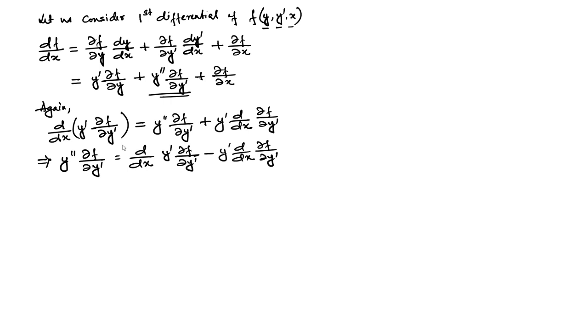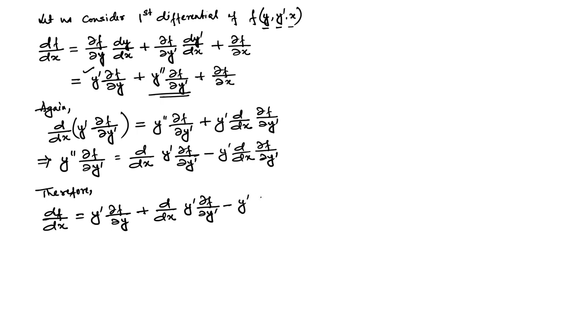Now, if we use this expression, then therefore df/dx will be equal to, the first term will remain as is. So, the first term we have y prime ∂f/∂y. In place of this second term, we can now modify that. So, we have d/dx of y prime ∂f/∂y prime minus y prime and then d/dx of ∂f/∂y prime, and then the last term, that is ∂f/∂x.